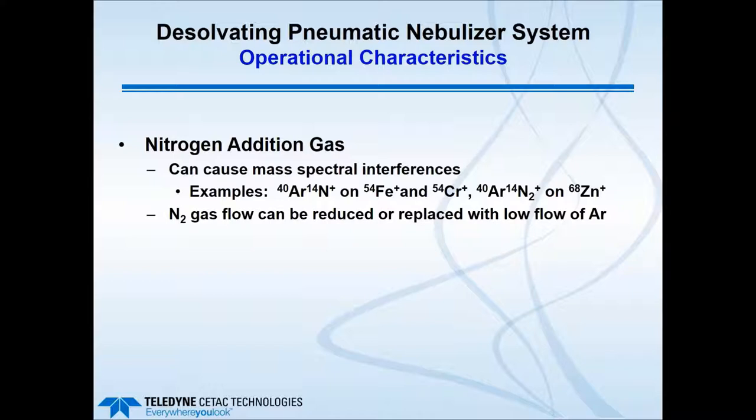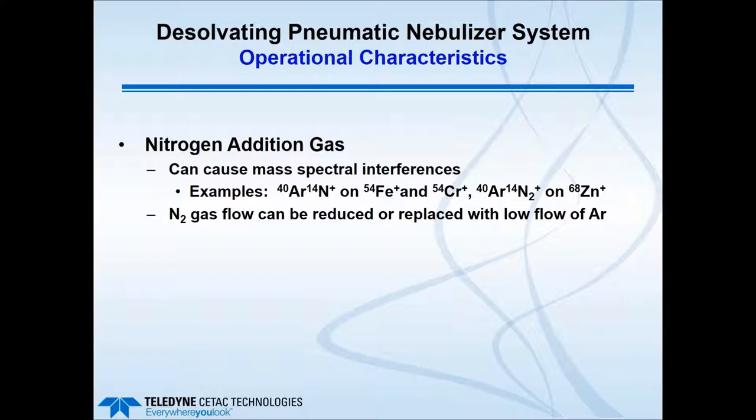Now, some details on the nitrogen addition gas. It can cause mass spectral interferences, especially at lower mass. So there are some examples, and there are a number of them there, detailed: argon 40 plus nitrogen 14 on iron 54 and also on chromium 54, ArN2 on zinc 68. So those are things to be careful of if you're looking at any of those isotope systems.